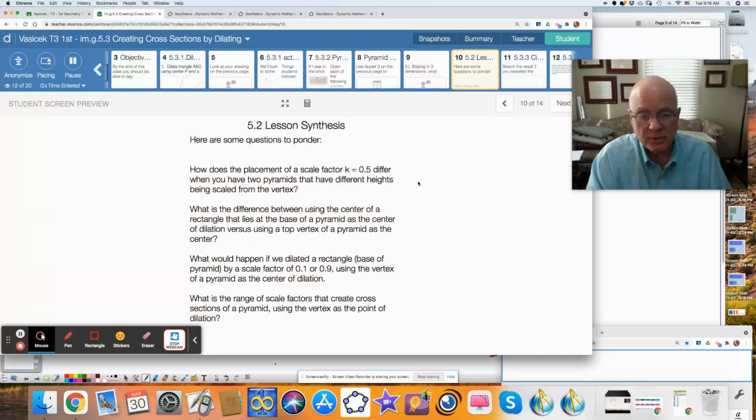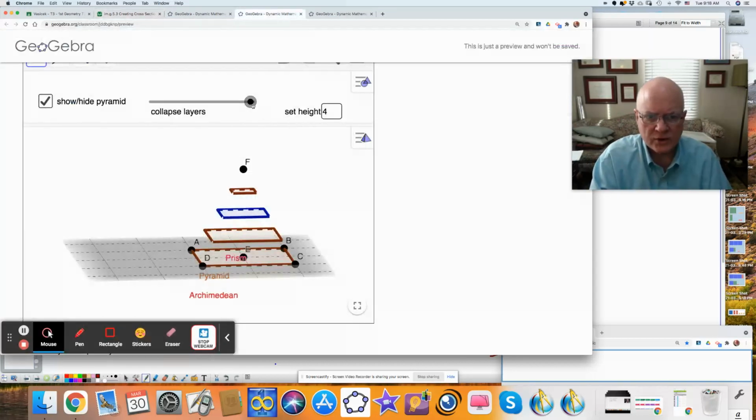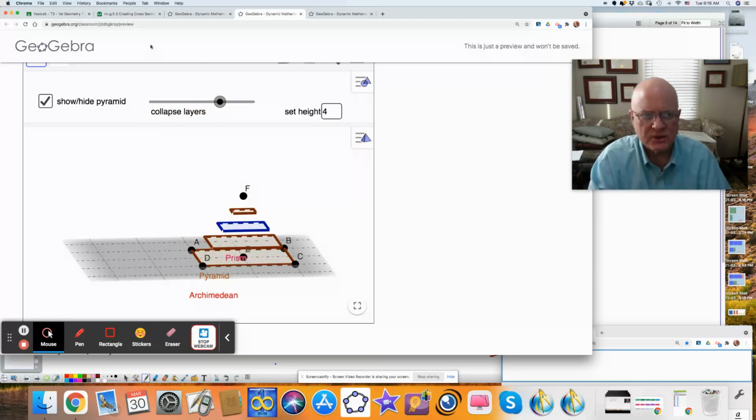And some questions to ponder. Does the placement of the scale factor k equals 0.5, or half, differ when you have 2 different pyramids that are different heights? Yeah, it's going to be halfway. It's going to be halfway in their height. What is the difference between using a center of a rectangle that lies at the base of the center? That's the one that we did before, where it's either flat or it's collapsed. I'm still going to have the same dilation. The same figures are going to be dilated in the same way.